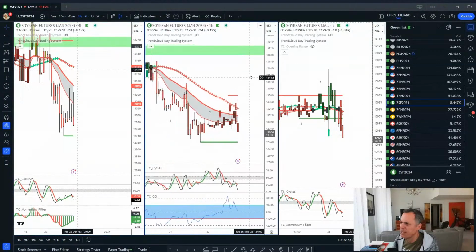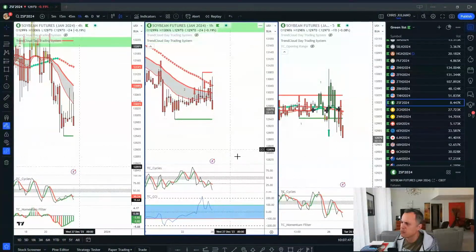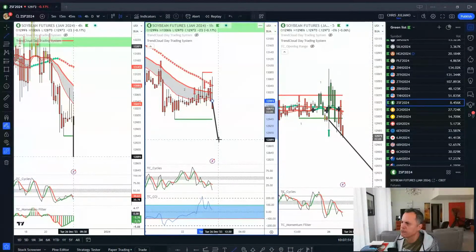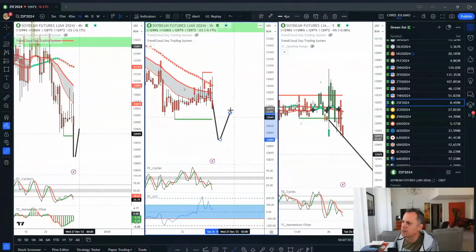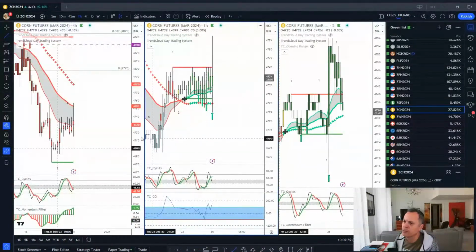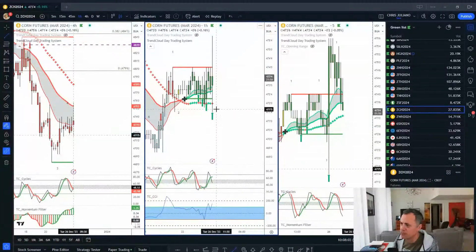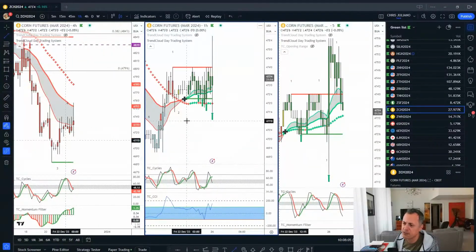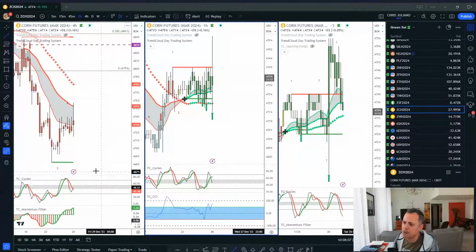So we had this deep pullback. We've got to break some structure right here. Then we could start looking for some shorts. Corn, I don't know what kind of trend that is. We've got mixed signals there. We are starting to cycle back up, but we're in a downtrend on the high time frame. A lot of mixed signals.